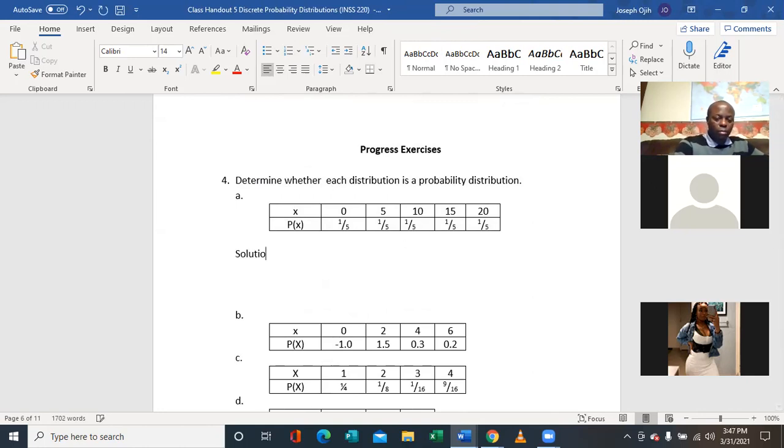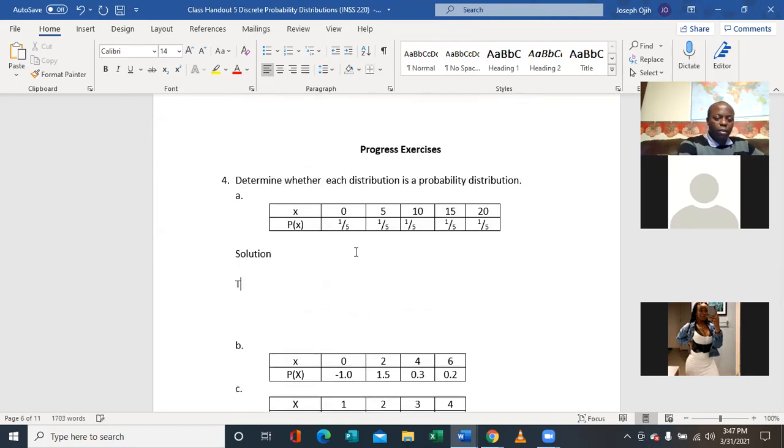Is it a distribution? This is the sum of it. Total equals 1/5 plus 1/5 plus 1/5, how many of them? This one is 1/5, 1/5, 1/5, another one, 1/5 plus 1/5. From your algebra class, you know that if they all have the same denominator, you just add the numerators. So that means 5/5, 1 plus 1 plus 1 plus 1 plus 1. So the answer is 1. So the answer is yes, it is.